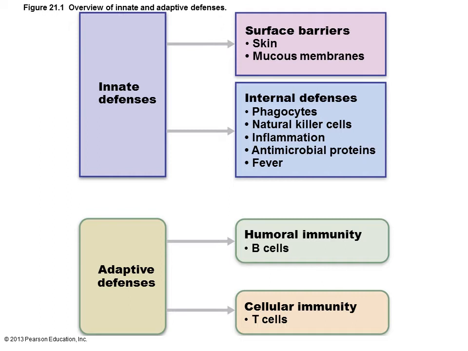And innate internal defense involves cells and chemicals like natural killer cells and antimicrobial proteins such as interferons, and also fever and the inflammatory response. Those are all very important in deterring bacteria that get past the first line of defense.